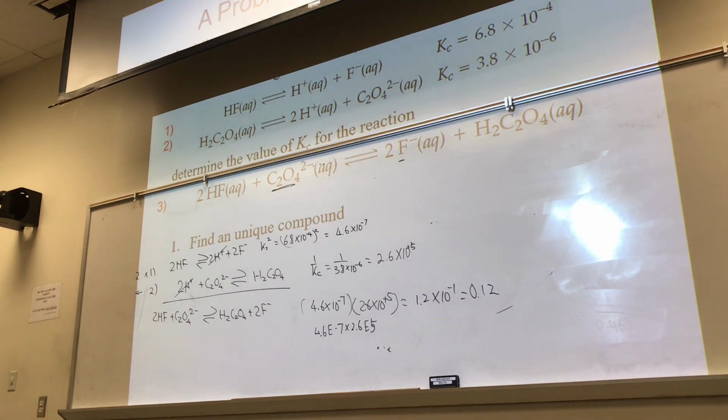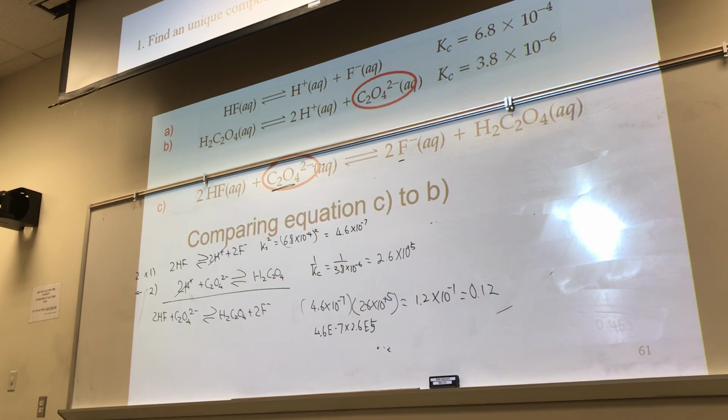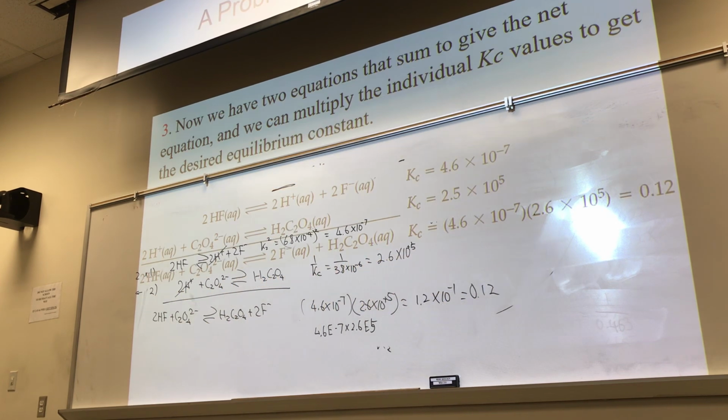This is called combining equilibrium, combination of equilibrium. And the answer should be 0.12, okay? 0.12.